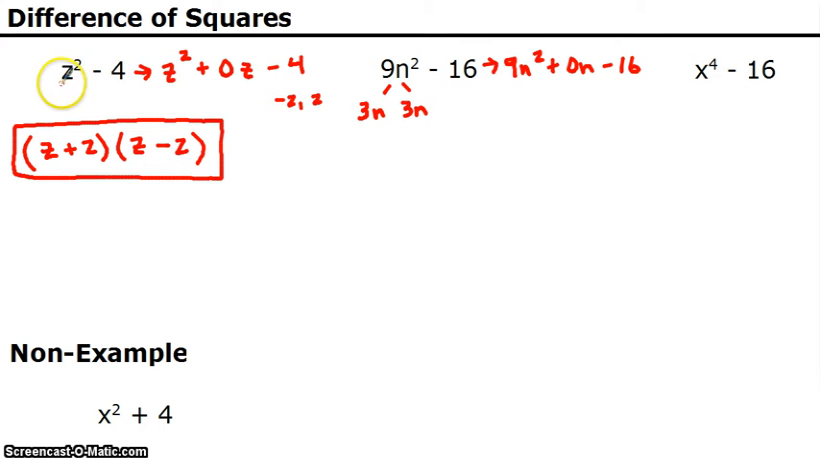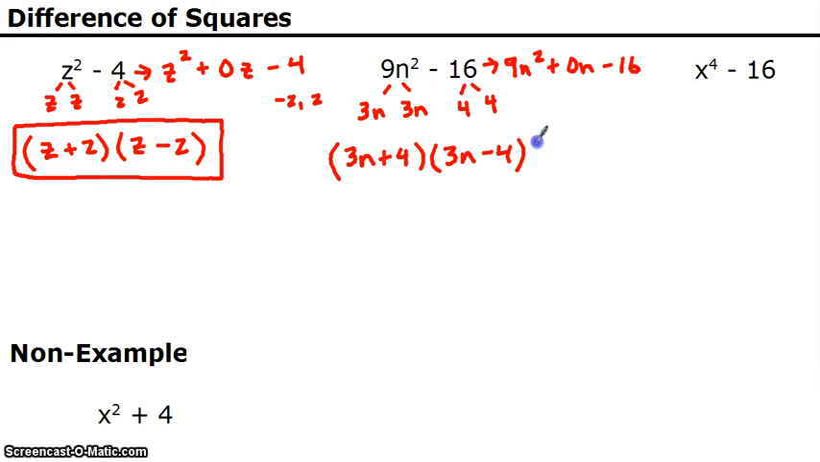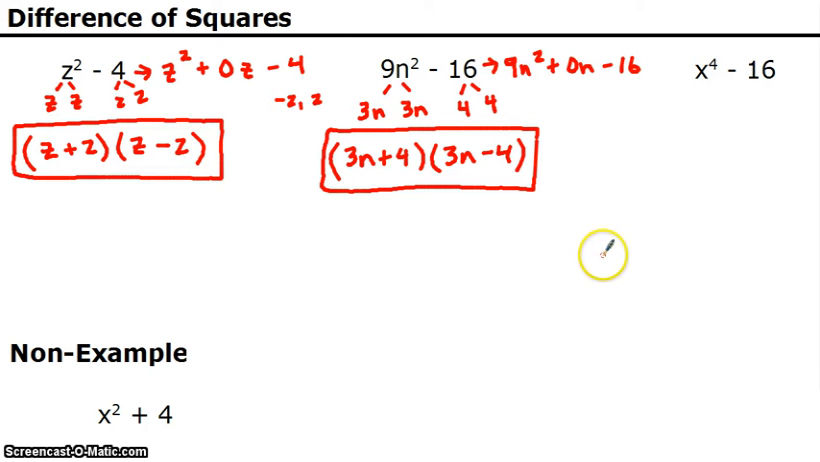All right, I really should go back to this one. So z squared on this one was z and z. 4 was 2 and 2. So z plus 2 and z minus 2. So this is 3n and 3n. 16, we know that one is 4 times 4. So we can apply this same pattern, 3n plus 4 and 3n minus 4. All right, and if we went through the whole process like we did trinomials, we would have come up with the same thing. All right, but we can kind of shortcut it by noticing that they're perfect squares.